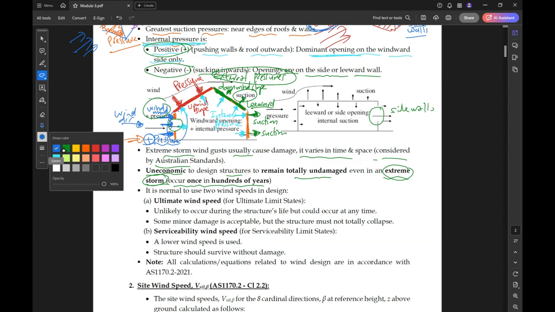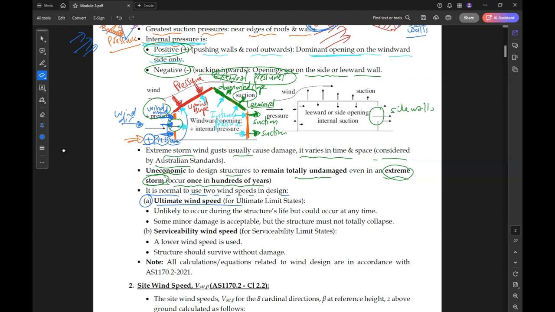It is normal to use two wind speeds in design. If you remember from last week, we have two limit states: the ultimate limit state, ULS, and the serviceability limit state, SLS. The ultimate wind speed is unlikely to occur during the structure's life, but could occur at any time. So this is also an extreme case, but we design for that. Some minor damage is acceptable in this case, but the structure must not totally collapse.